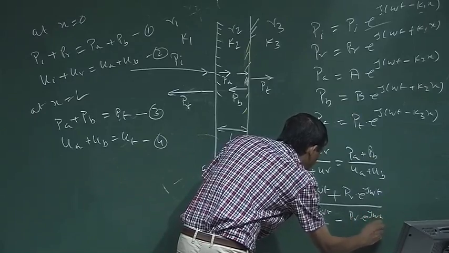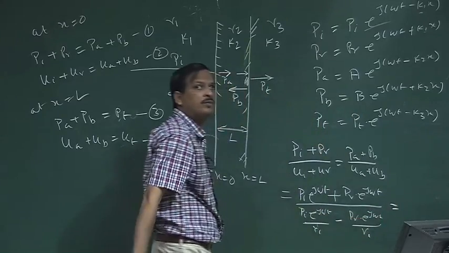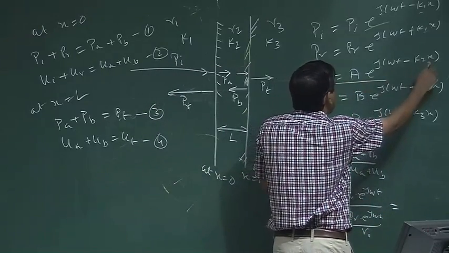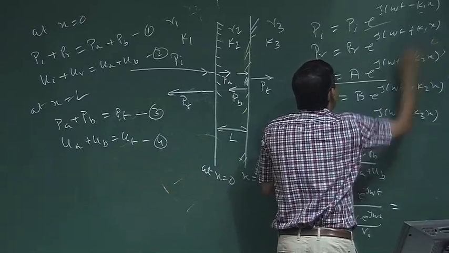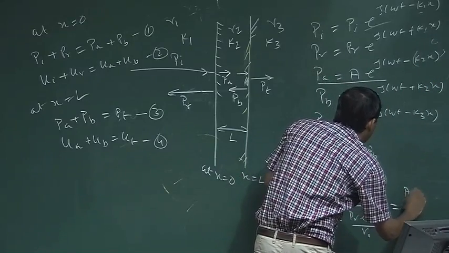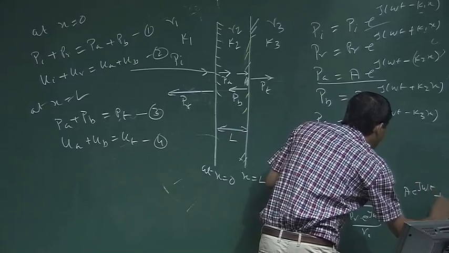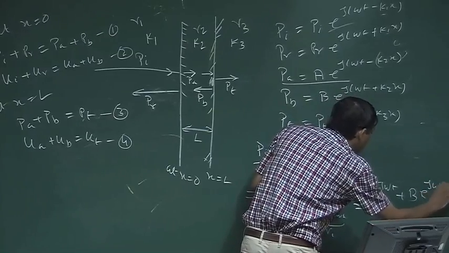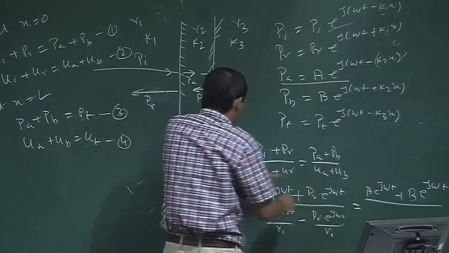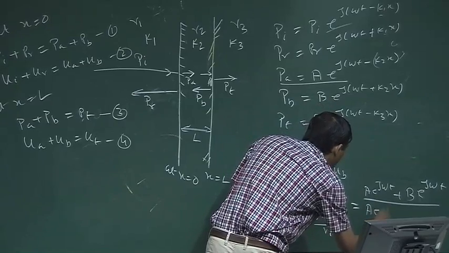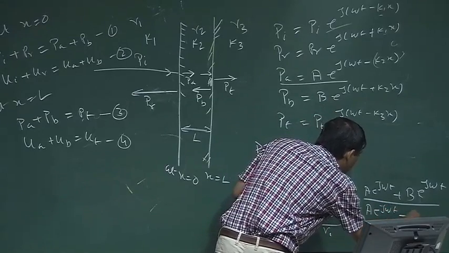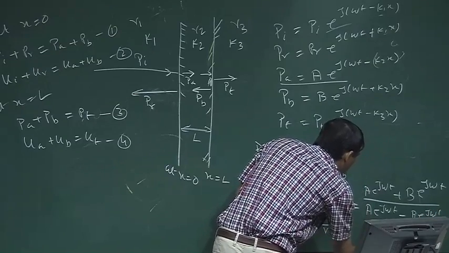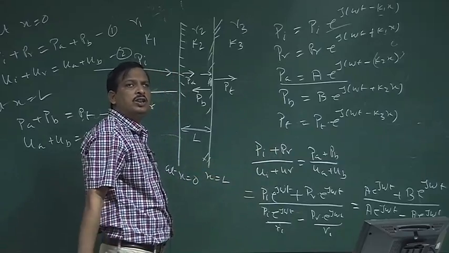is equal to, what is Pa? Pa is nothing but A, and with x equal to 0 this term will be 0. So, it is nothing but A e to the power j omega t plus B, Pb, B e to the power j omega t, divided by Ua plus Ub. So, it is nothing but A e to the power j omega t minus B e to the power j omega t, divided by R2. So, u is equal to p by R.